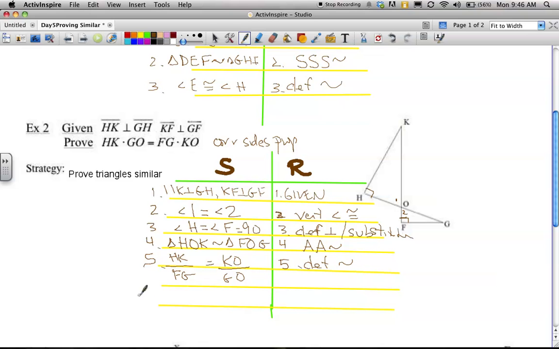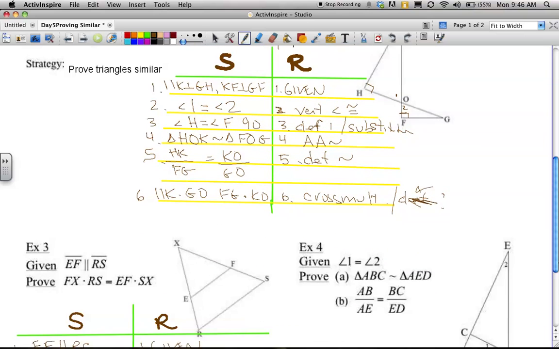And notice, right here, we can cross multiply to get HK times GO equal to FG times KO. And that's cross multiplication. Or if you want to call it, or definition of, we'll talk about this in class tomorrow, but cross multiplication is really a good way to go.